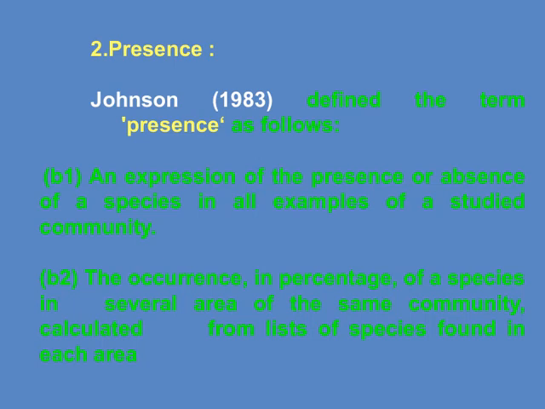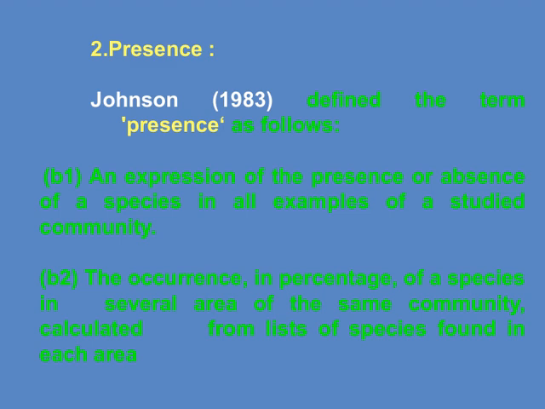When we talk about presence, we're referring to how we measure whether a species is actually part of a community. Johnson in 1983 offered a clear way to understand this. He described presence as essentially two things. First, it's about the presence or absence of a species across all the examples or samples we look at within a community. So, if a species shows up in every sample, we say it has high presence. If it's missing in some, then its presence is lower.